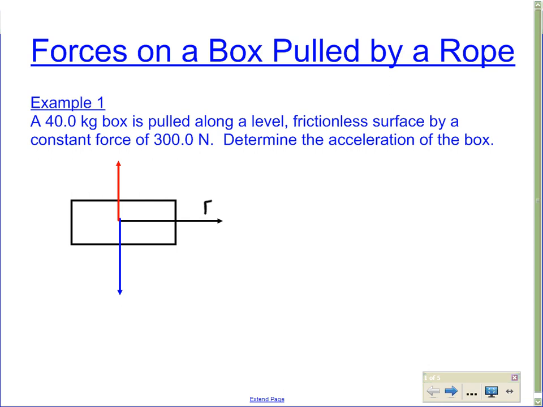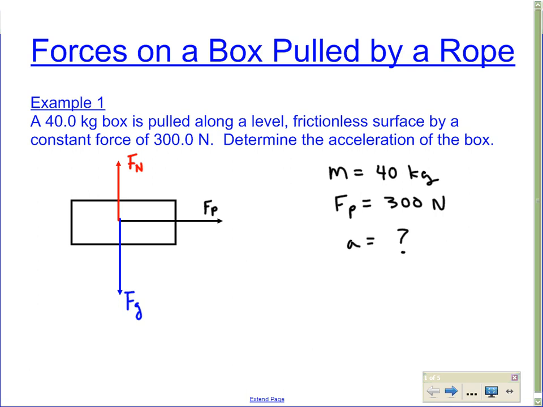We have a pulling force to the right. In the downwards direction, we have the weight of the box. And in the upwards direction, we have the normal force. Let's list what we know. We know that the mass of the box is 40 kilograms. We know that the pulling force is that 300 newtons. And we want to calculate A.